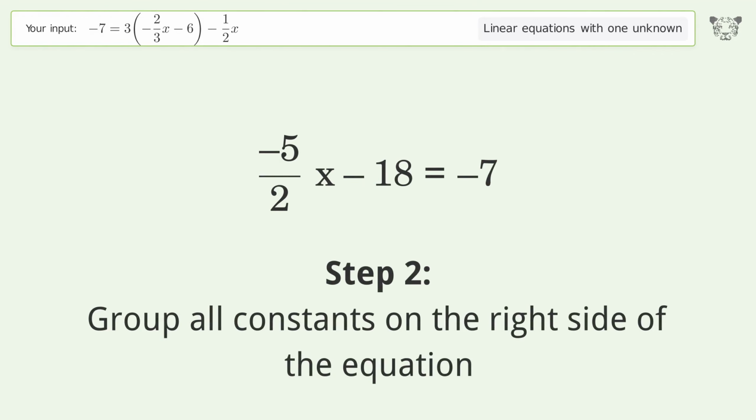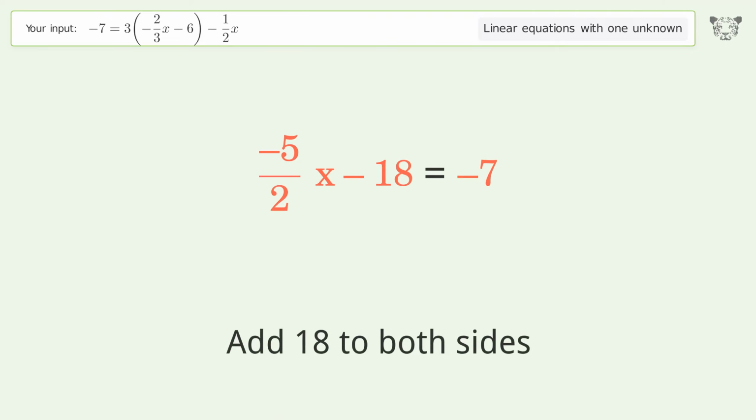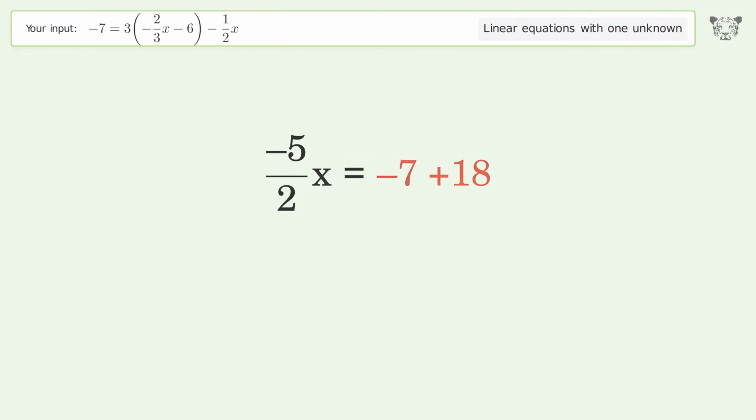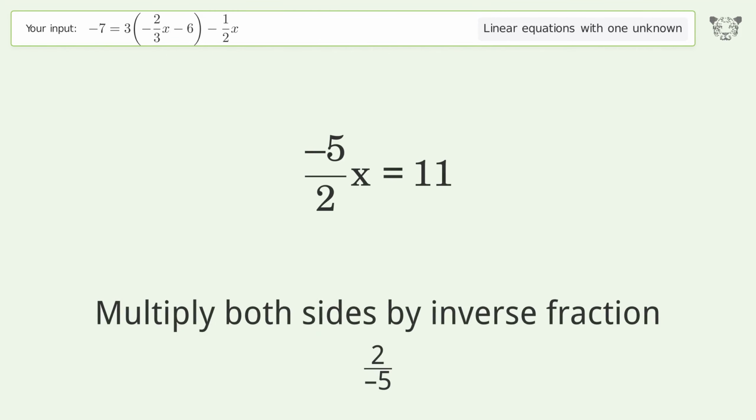Group all constants on the right side of the equation. Add 18 to both sides. Simplify the arithmetic. Isolate the x. Multiply both sides by inverse fraction 2/5.